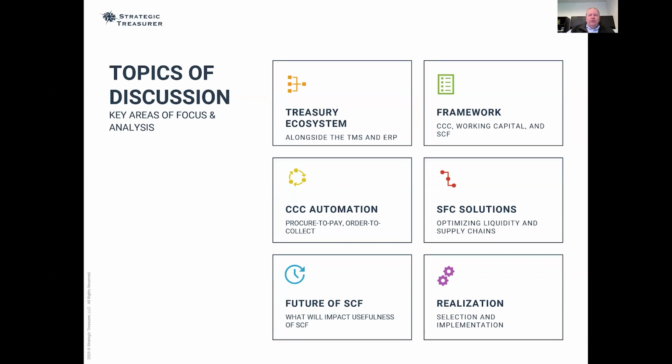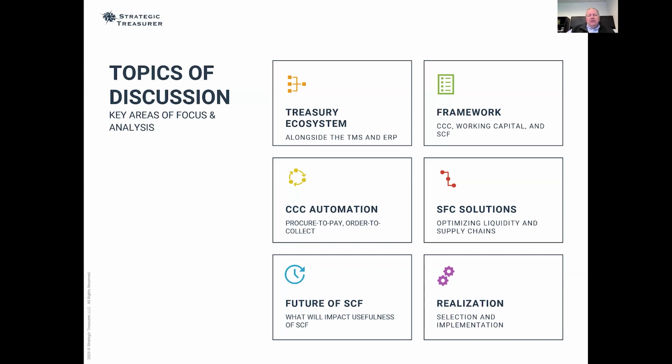Let's go through our agenda, the Treasury ecosystem. So this sits alongside the Treasury Management System and the ERP. And so this area of technology and solutions gives a broader view, more than just Treasury Management Systems or aggregators or payment hubs. Includes everything that fits into that space. We'll then cover some information about the framework for the cash conversion cycle, working capital, and we'll take the treasurer's definition of working capital as both an efficiency measure and a capital measure.